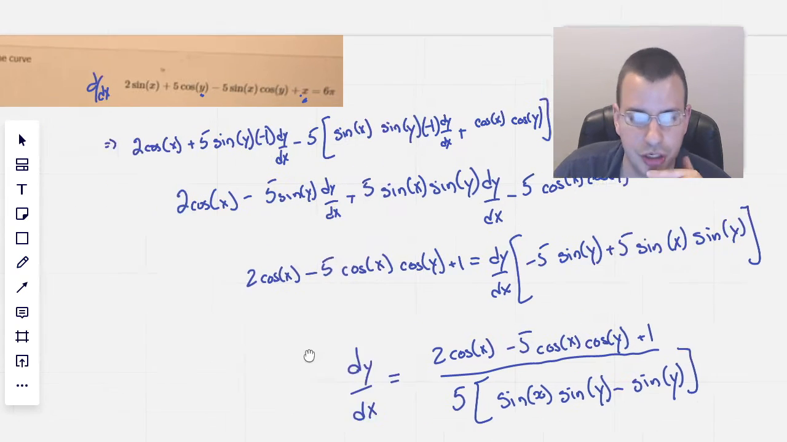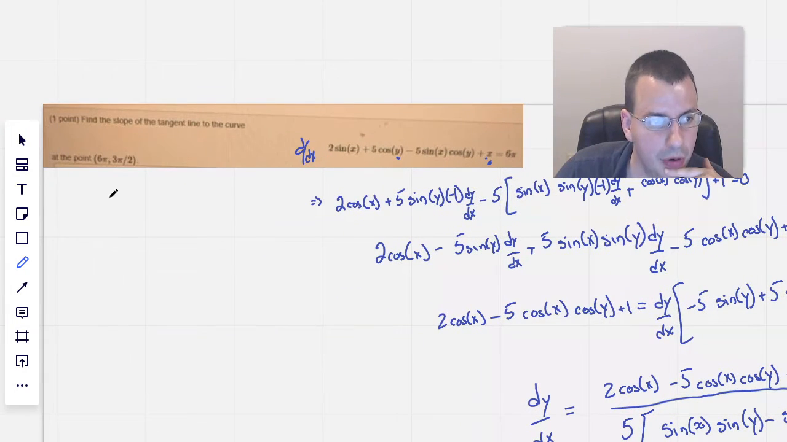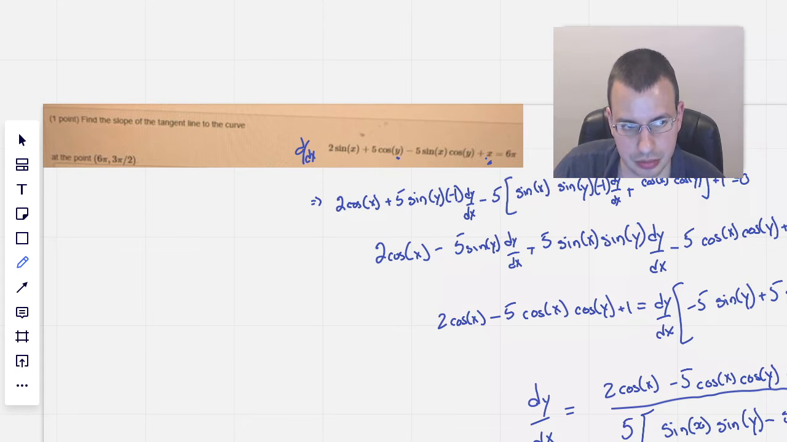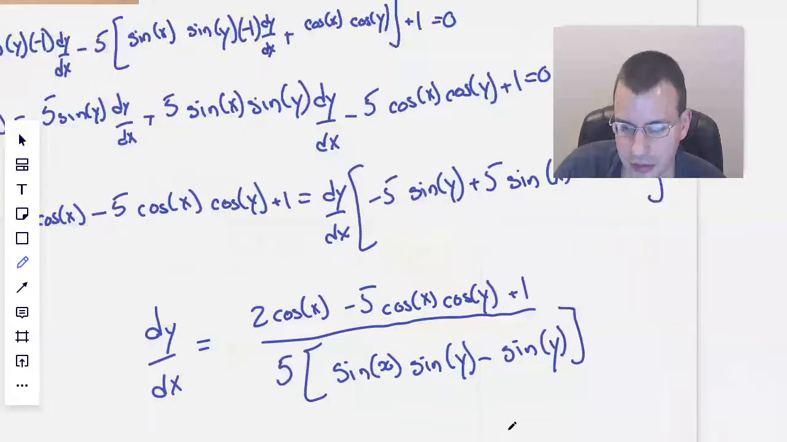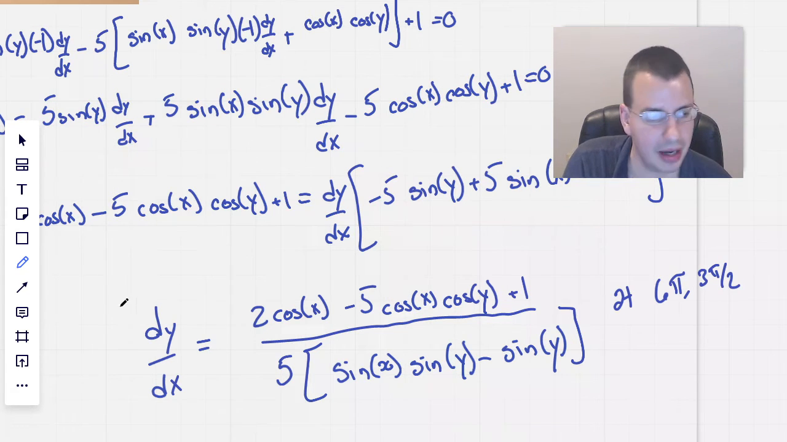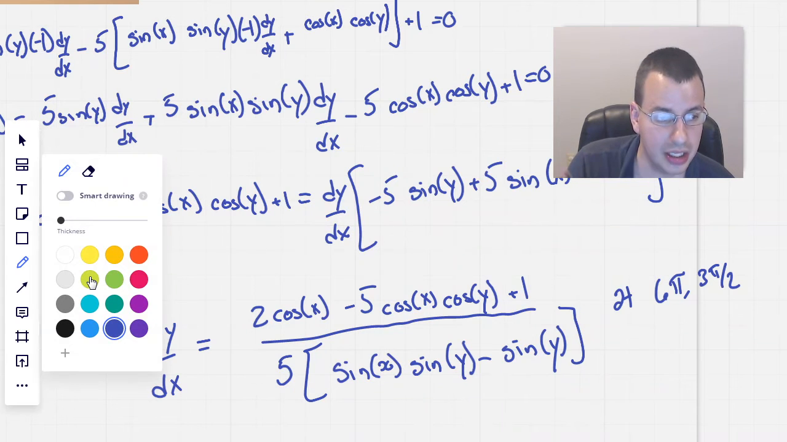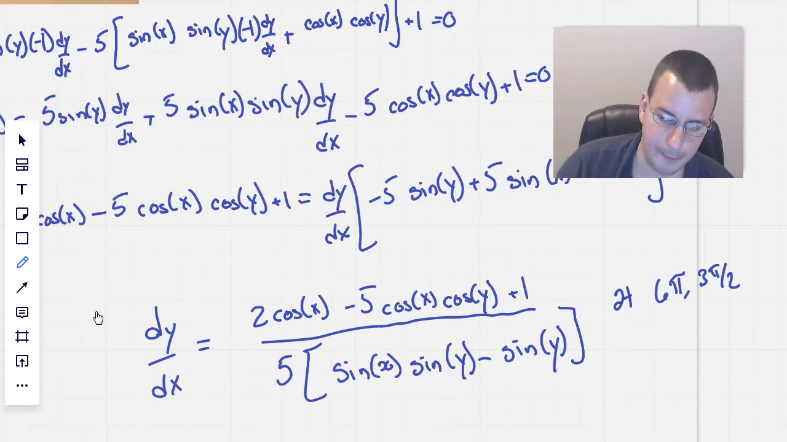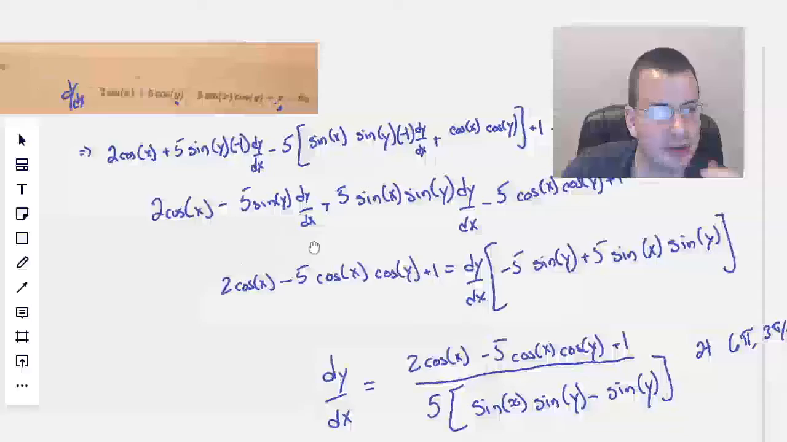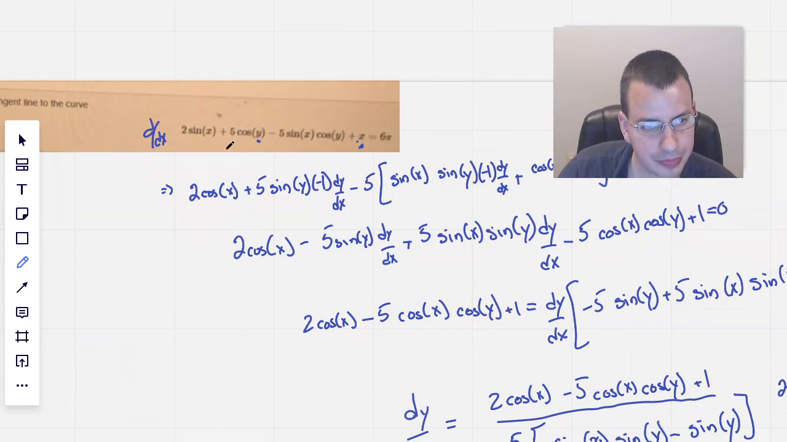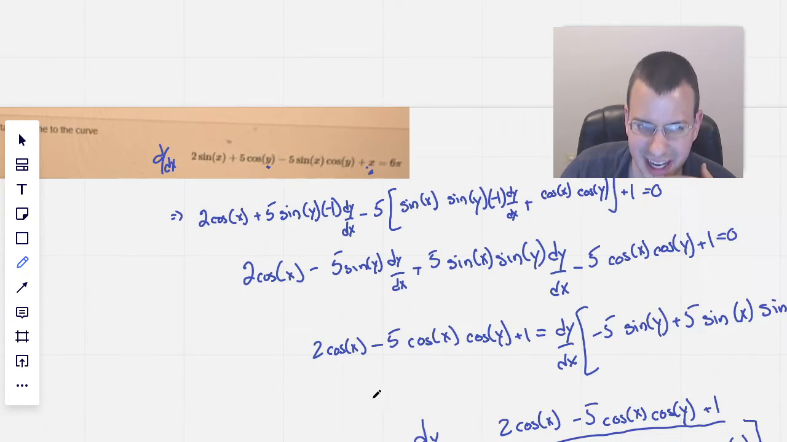So now we got our dy/dx, and we have a point (6π, 3π/2). I'm going to assume that the 6π is x and 3π/2 is the y. I guess if I was motivated in life, I could plug one of these in and make sure it actually works. Can I do that?